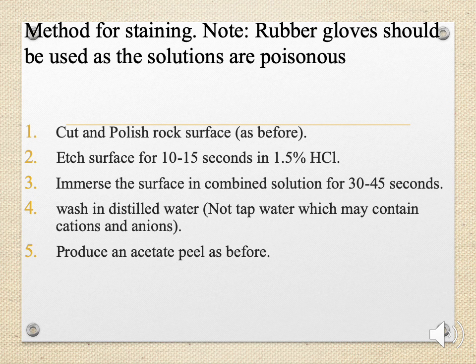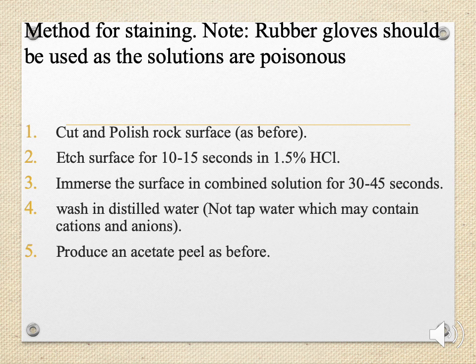So how do you stain? Again, you're going to be making sure that you have on rubber gloves, good quality rubber gloves. And if you're staining a rock, like a rock that you're going to use for acetate peeling, you can cut and polish that rock surface. And then you want to etch the surface with 1.5% hydrochloric acid. And then you're going to immerse the surface in the combined solution for 30 to 45 seconds.